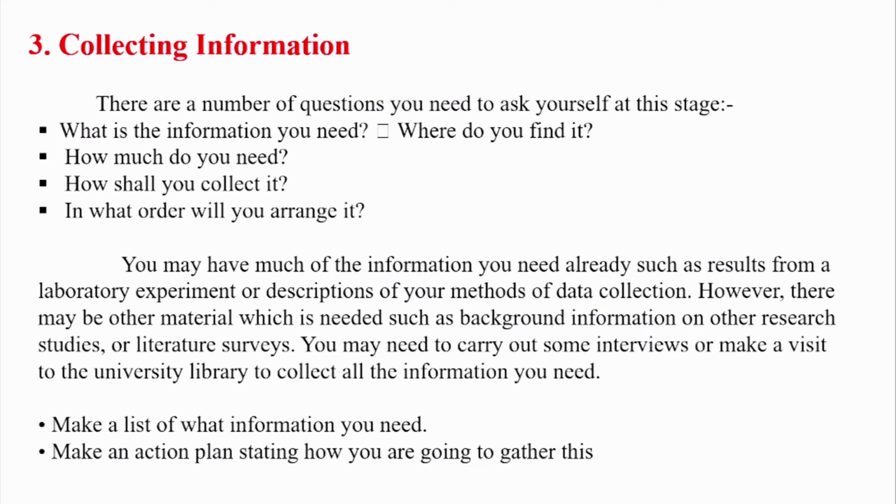You may have much of the information you need already, such as results from a laboratory experiment or descriptions of your methods of data collection. However, there may be other material which is needed, such as background information on other research studies or literature surveys. You may need to carry out some interviews or make a visit to the university library to collect all the information you need. So first, you have to make a list of what information you need, and second, you have to make an action plan stating how you are going to gather this.